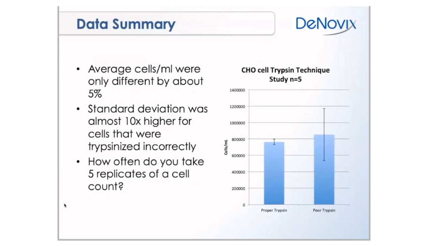So it becomes, most people are going to do one count from their flask or from their plate. They're not going to do 5 counts to get a good average. So did you get something from the top of the standard deviation, or did you get something from the bottom of the standard deviation? That's going to have a big effect on your input into your later experiments.